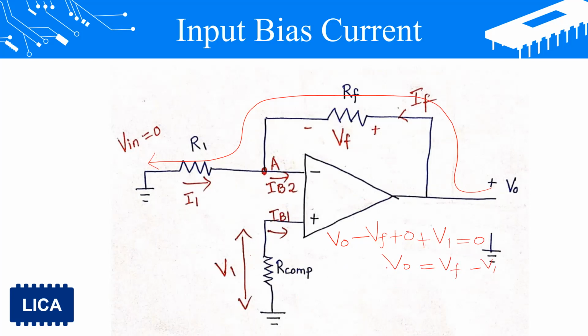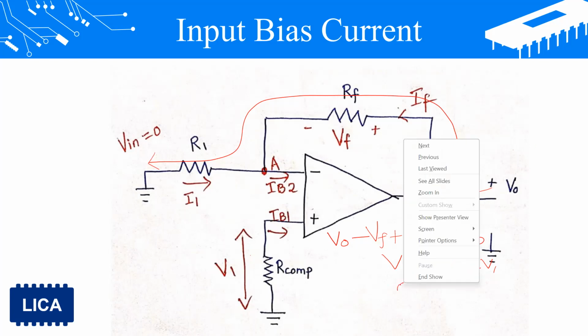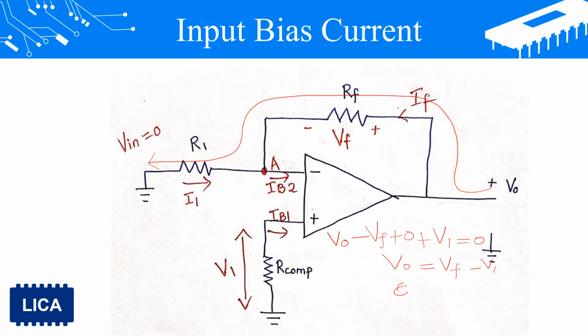Since in input bias current analysis V0 is 0, we have to make the output 0. So in place of V0, I'm writing 0 equal to VF minus V1. Then VF equal to V1. This is what we get from the closed loop equation.